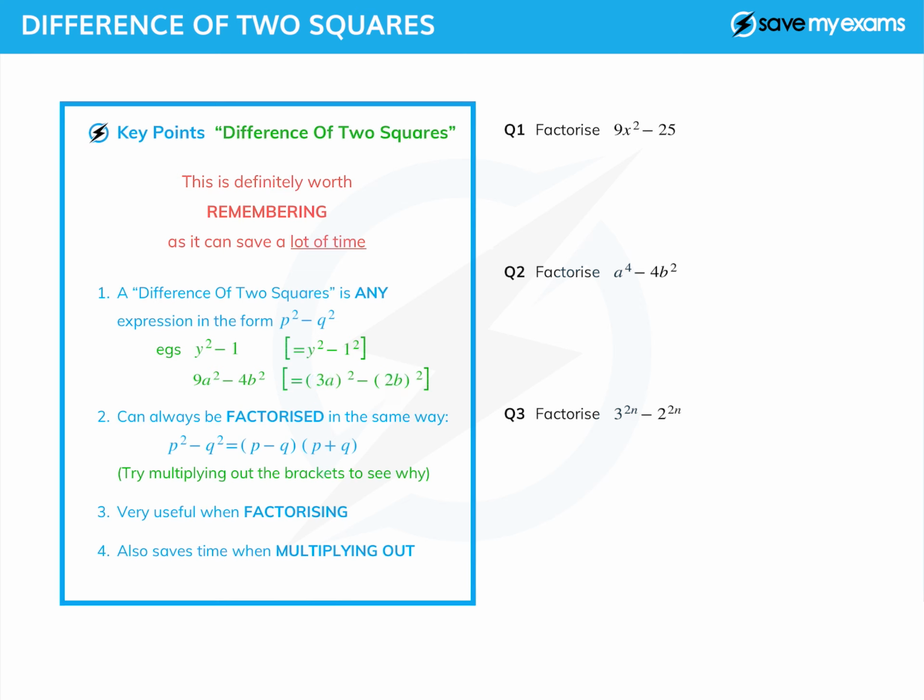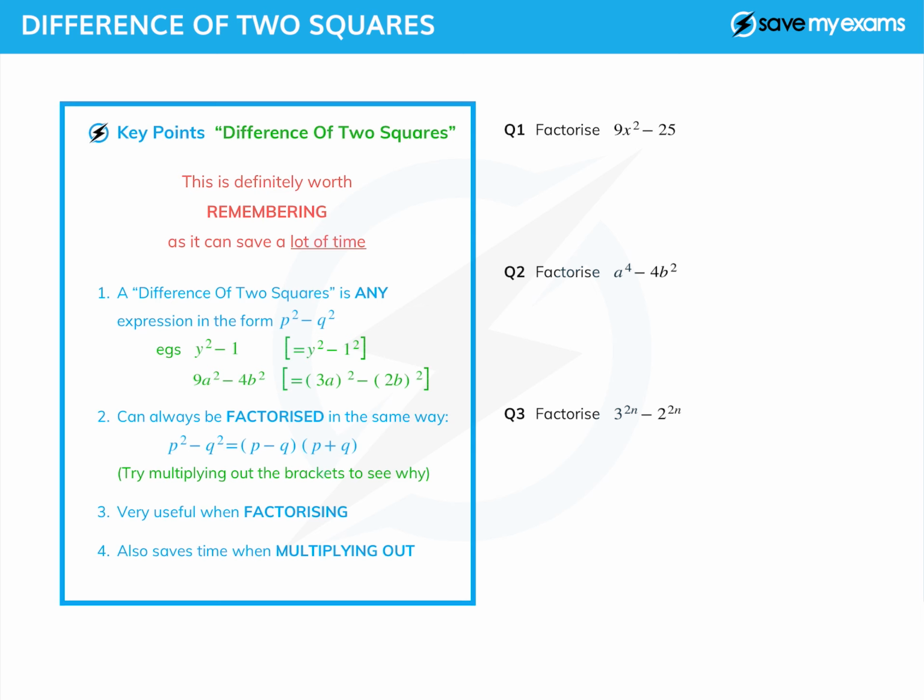Now why is this so useful? Well, it's really easy to factorise. p squared minus q squared can always be factorised in the same way: (p minus q) times (p plus q). And if you want a little bit of practice at multiplying out brackets and want to understand why this works, just multiply out those brackets on the right hand side and you'll see what happens. Use FOIL. There's a whole other tutorial on that.